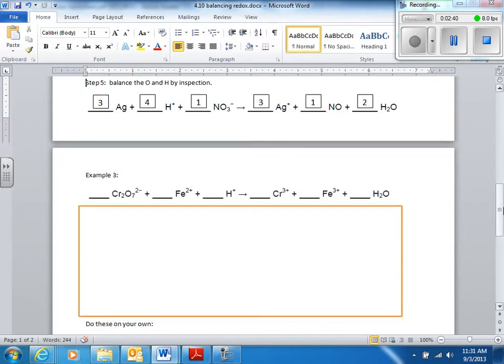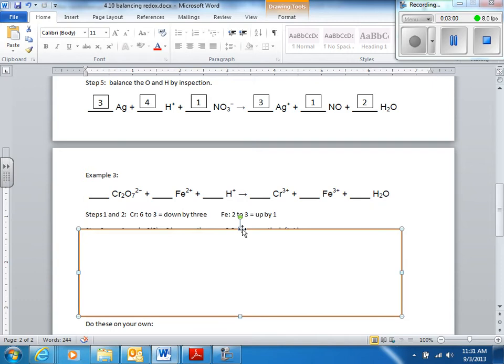All right, last example. Note that the chromiums, there's 1 here and 2 here, so we're going to need a 2 in front of there. The irons, step 1, let's look at our changes. Iron goes from 2 to 3. Chromium, you should pause and calculate these. Chromium goes from 6 to 3.